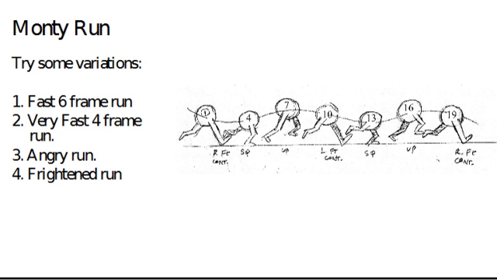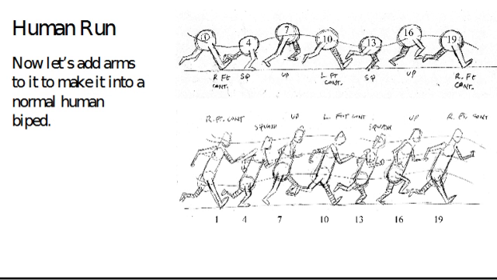We can also try variations on it. You could try grabbing, once you've animated it, grabbing all your curves in the graph editor and using the scale tool to scale it down to make a fast 6-frame run, or even a super fast 4-frame run. We could also try variations where we make Monty feel angry, change his facial expressions, and have a very hard slam on the foot as it comes down. Very snappy timing there. We could do a frightened run where Monty is looking frightened and maybe his head is kind of tilted backwards and he's looking worried. So there are all kinds of variations you could do on the run if you wanted to.